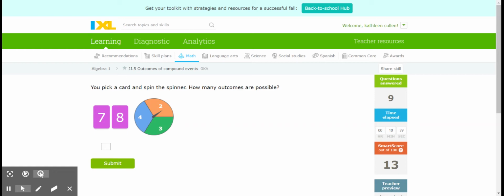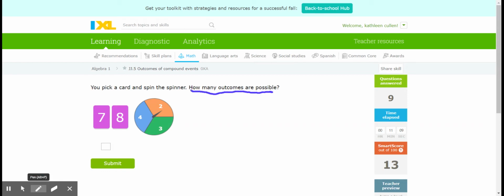So first, what is a compound event? A compound event is going to be an event that's made up of two or more simpler events. So in this specific example, we're talking about picking a card and spinning the spinner, right? So your first simpler event is picking a card. The second is spinning the spinner. So the compound event is that you do both of these things. And here, what the question is asking us is how many outcomes are possible when you pick a card and spin the spinner, right? So we're looking for the total number of possible outcomes here.